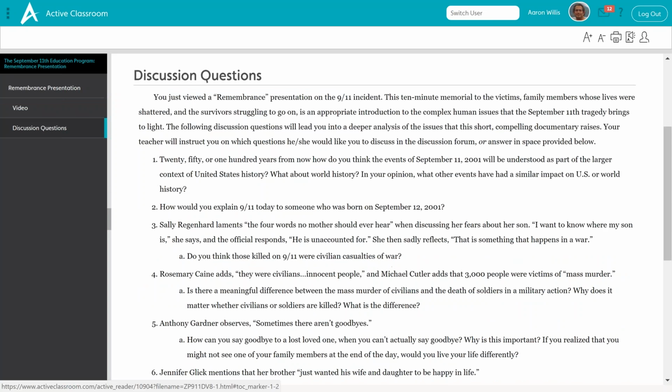The discussion questions encourage students to think about what they're hearing, and the discussion questions go from very general things like 20, 50, or 100 years from now, how do you think events of September 11th will be understood as part of the context of United States history or world history? What other events have had a similar impact on history? How would you explain 9/11 today to somebody who was born before September 12th, 2001? Or born on the day after, for example. So these all get at questions in order to get the students to think.